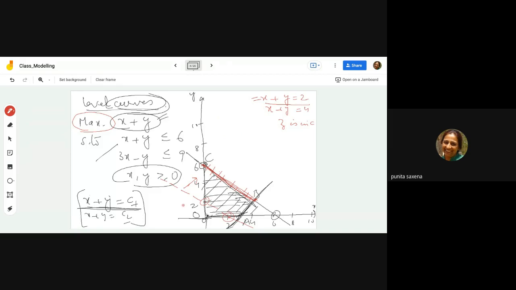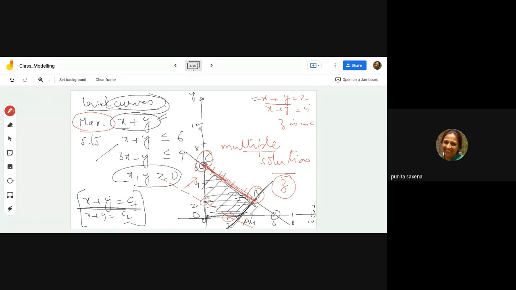So this means if such a case happens, then your problem has multiple solutions, not just one. You can pick up B, you can pick up C, or you can pick up any point between B and C. That is going to give an optimal solution. But the value of Z will not change. The maximum Z will remain the same, but the options to obtain that maximum Z can be many, infinitely many.